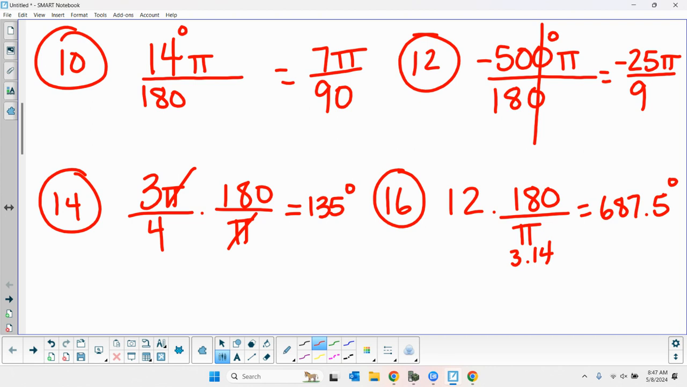All right, so we're good on converting from degrees to radians. All right, then we had to do 19 to 22, right? We just had to match them up. So 19 matches with B, 20 matches with D, 21 matches with A, and 22 matches with C. Any questions? Pretty easy stuff, right?